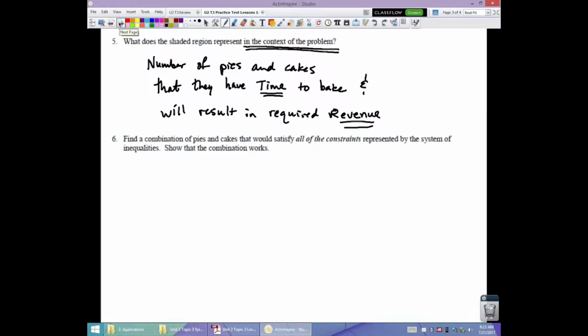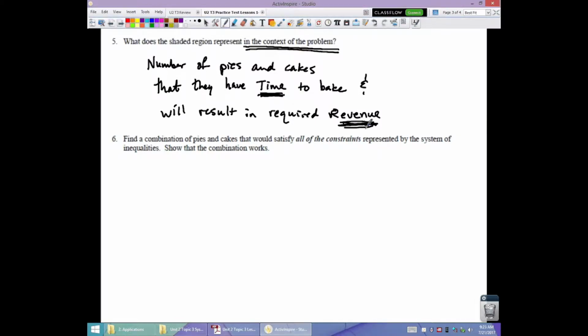Well, what were the both? What were the inequalities about? One was about time and one was about revenue. So you just take that general answer, that it's all the points that work for both, and ask yourself, well, what are the points about? Well, pies and cakes. Both what? What were the inequalities about? Time and revenue.